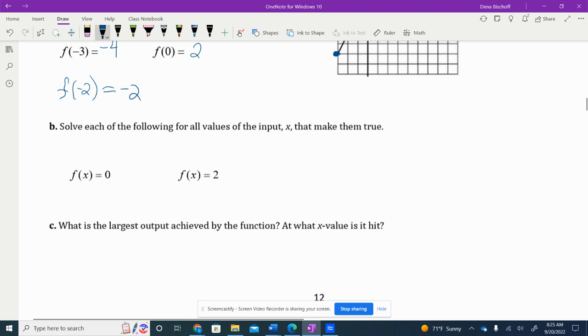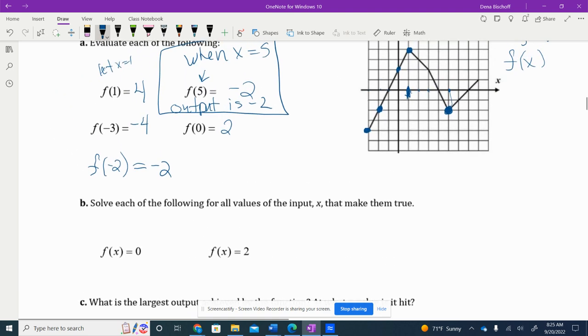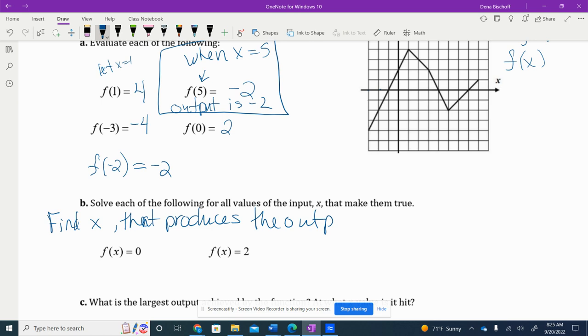Okay. So now we're still going to look at the graph, but we're going to figure out what the input is. We're going to figure out what x is given the output. So here we have to find x that produces the output f of x. So where is there an output of 0? Meaning, when does y equal 0?